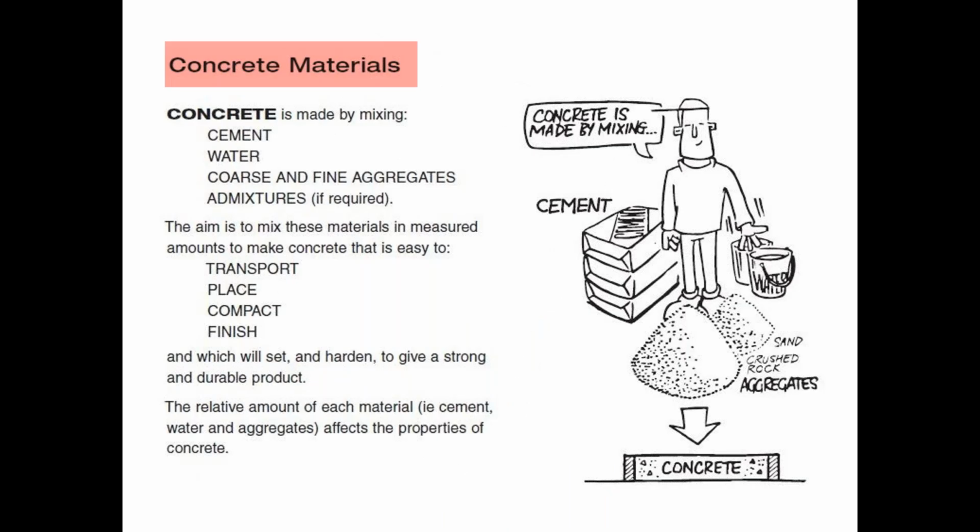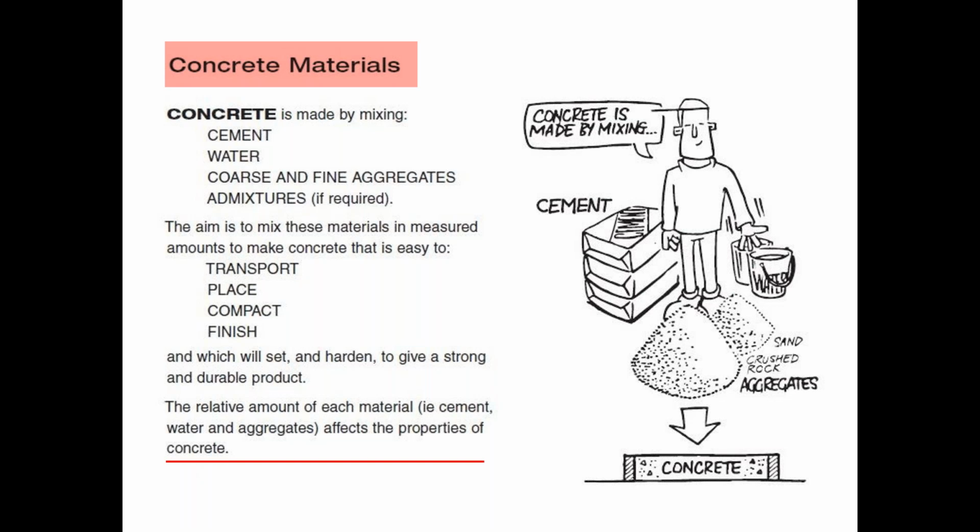So let's talk about what concrete basically is. Concrete is made by mixing cement, water, coarse and fine aggregates, and the odd admixture, etc. Just so we know, cement is not concrete. Cement is a component of concrete. So concrete is all of those that we just talked about. It's the end product, in other words. So the aim is to mix all these materials in the correct amounts to make it easy to transport, place, compact, and finish. And once it's set and hardened, it gives you a really strong, tough, durable product. So that's the basics of what's in it.